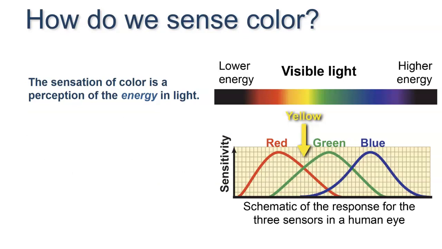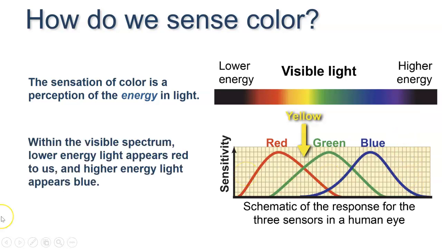So how do we sense color? The sensation of color is the perception of the energy in the light. So once again, we're going back to wavelength. The visible light spectrum goes from red, at the lower energy, to the higher energy violet that we see. Within the visible spectrum, lower energy light appears as red, and higher energy light appears as blue, purple, and so on.